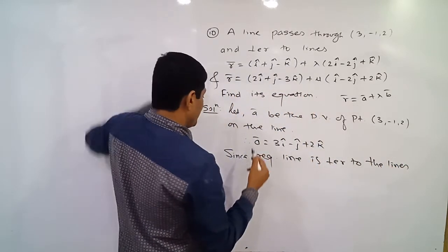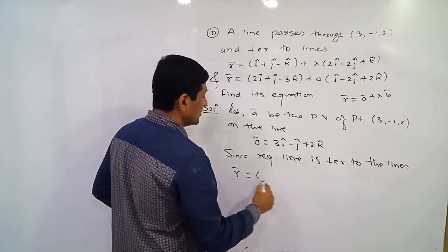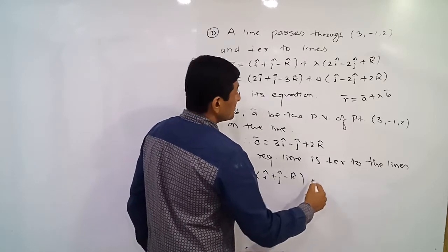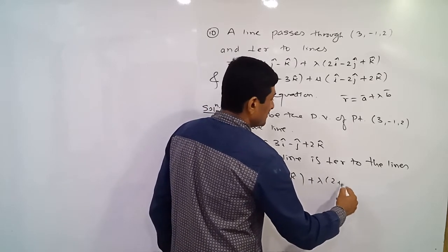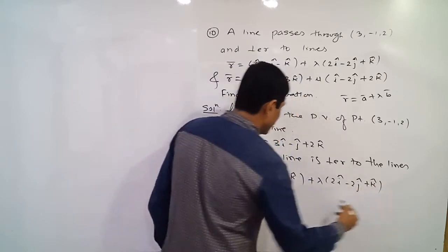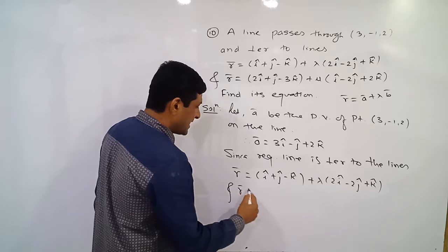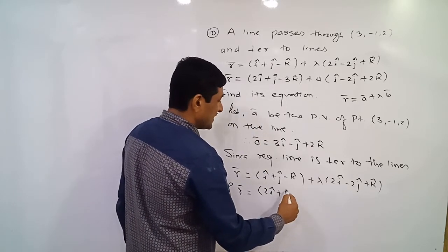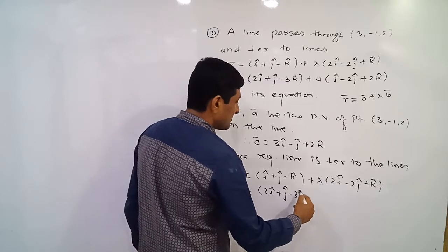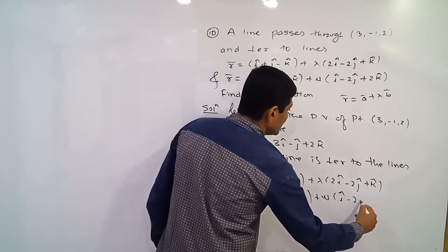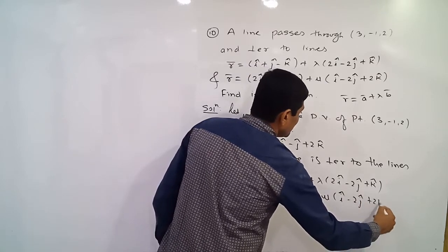What is the equation of the first line here? r bar is equal to i cap plus j cap minus k cap plus lambda into (2i cap minus 2j cap plus k cap). What is the equation of the second line? r bar is equal to 2i cap plus j cap minus 3k cap plus mu into (i cap minus 2j cap plus 2k cap).